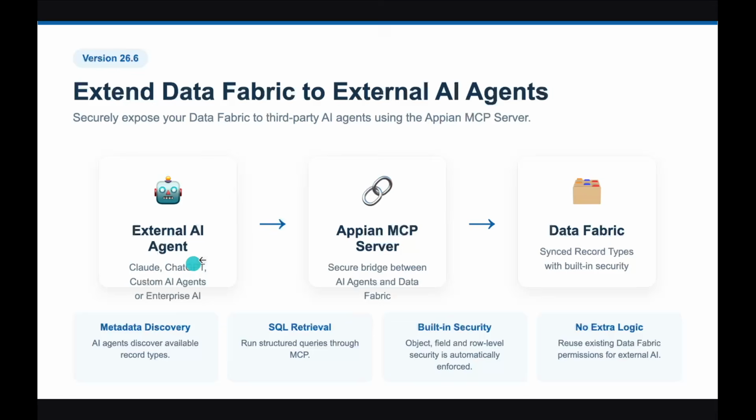So external AI, you can use Claude, ChatGPT, anything else, and then they will connect to the MCP servers, which is a bridge between the external LLMs and Appian, and finally they can access the data fabric. Once they can access the data fabric, or the data inside it, they can answer the question based on that.